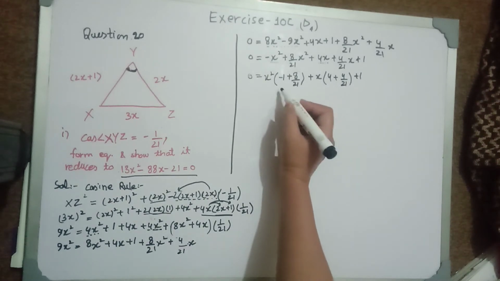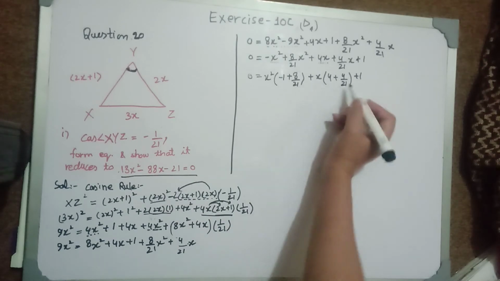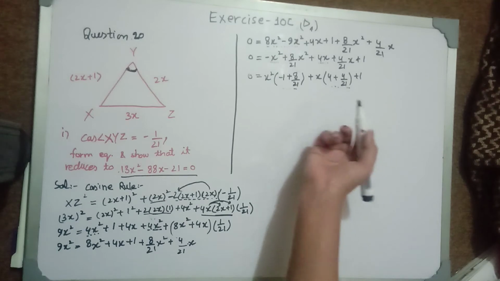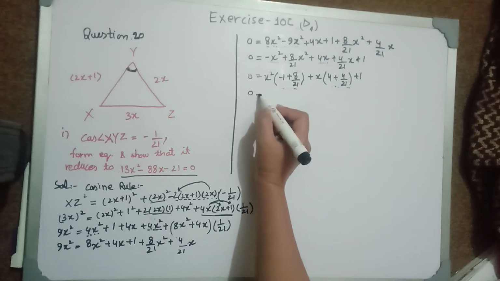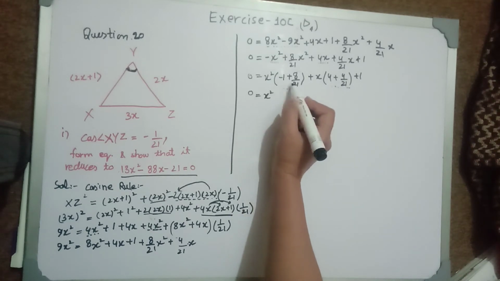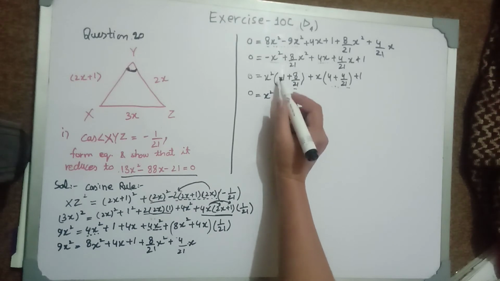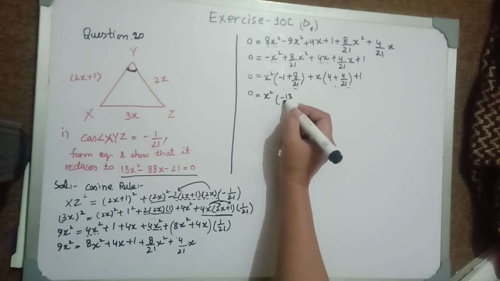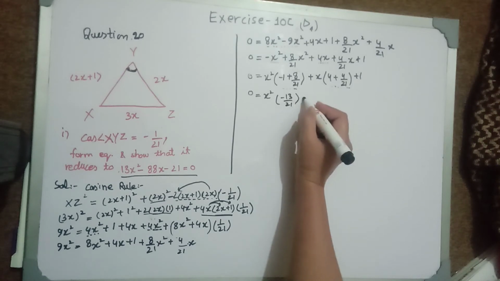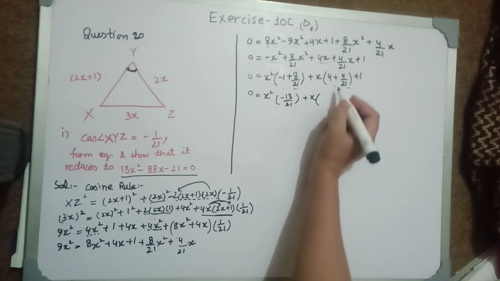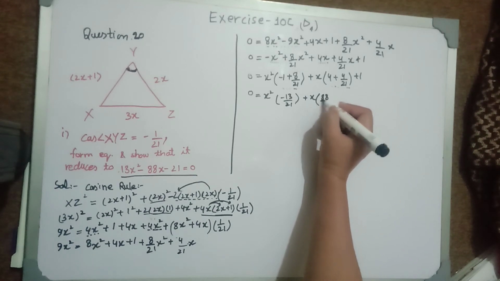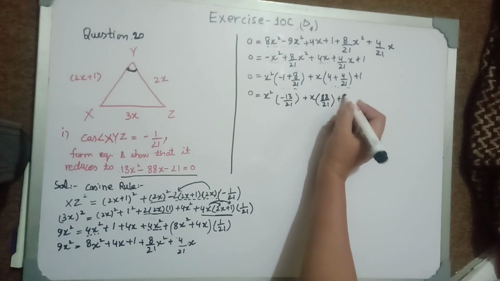Now you can see that you will have to take the LCM of these terms and simplify them. On taking LCM and solving this term, you will get minus 13 over 21 plus x into, on solving this one you will get 88 over 21, plus 1, right?